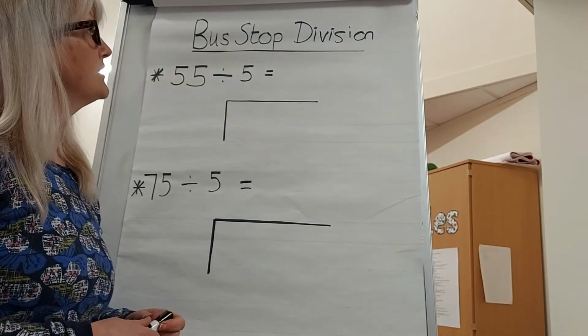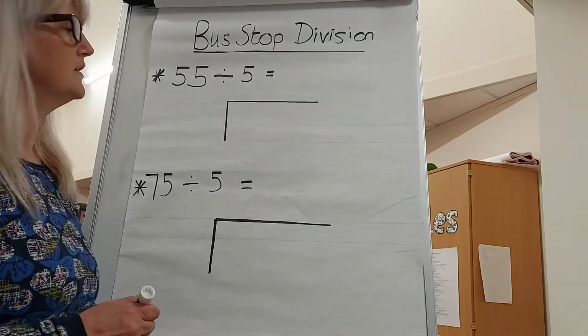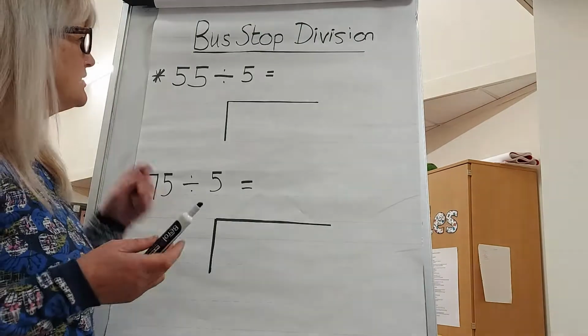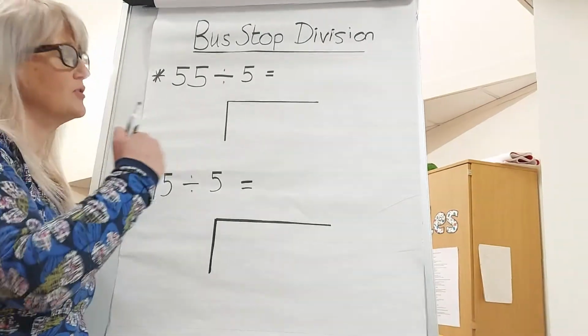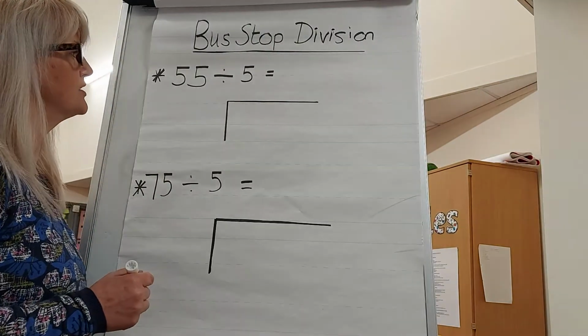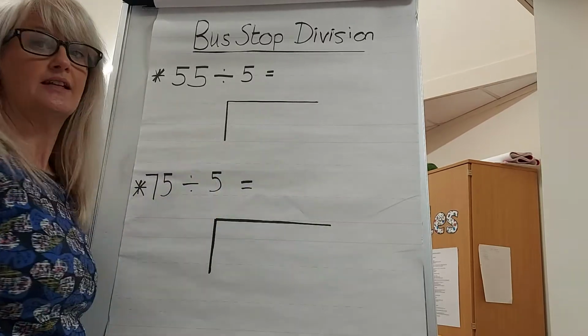We're going to look at the bus stop method for division today. It's a formal method for division, and as long as we follow the steps, it's fairly straightforward. So I'm going to take you through this first example first, and I'm going to take you through it in a really systematic way, so it should help you to follow the steps. It's called the bus stop method because we draw this and it looks a little bit like a bus stop.